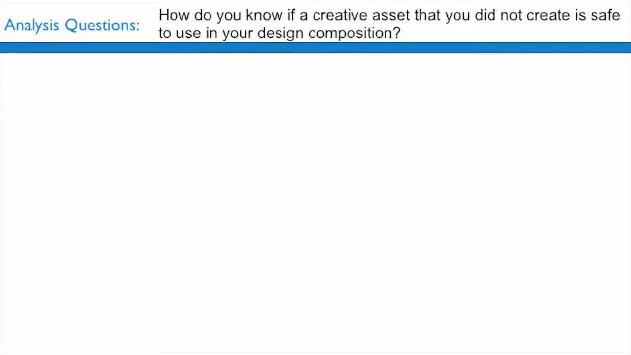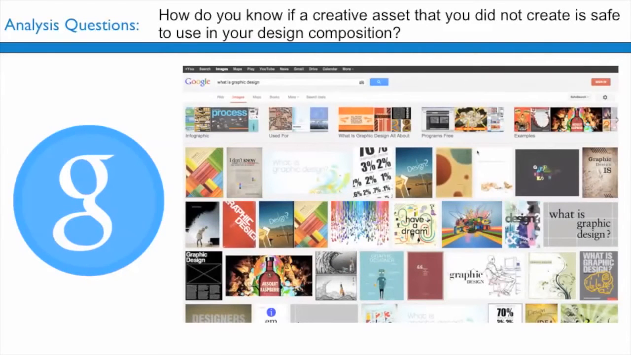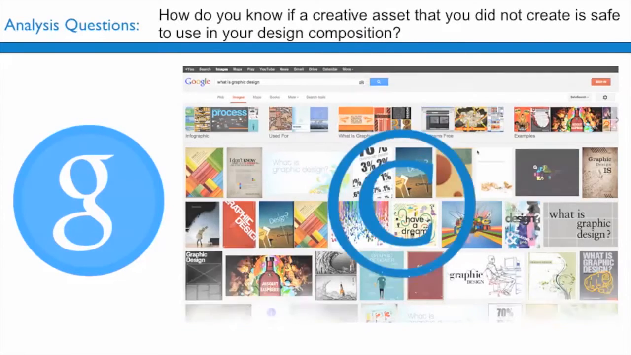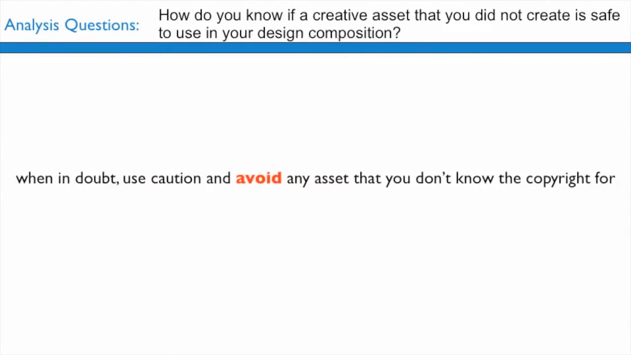Now, when most people want to find an image or an icon or a video to put in a presentation or a poster, what they do is they go to Google and they search the image directory. Once they found an image that they like, they download it to their computer and proceed to use it in their instructional materials. The problem is that the majority of images in the Google image search are protected by copyright and require permission from the creator for the purpose of redistribution. A general rule of thumb here is that when in doubt, use caution and avoid using any image that you don't know is open source.